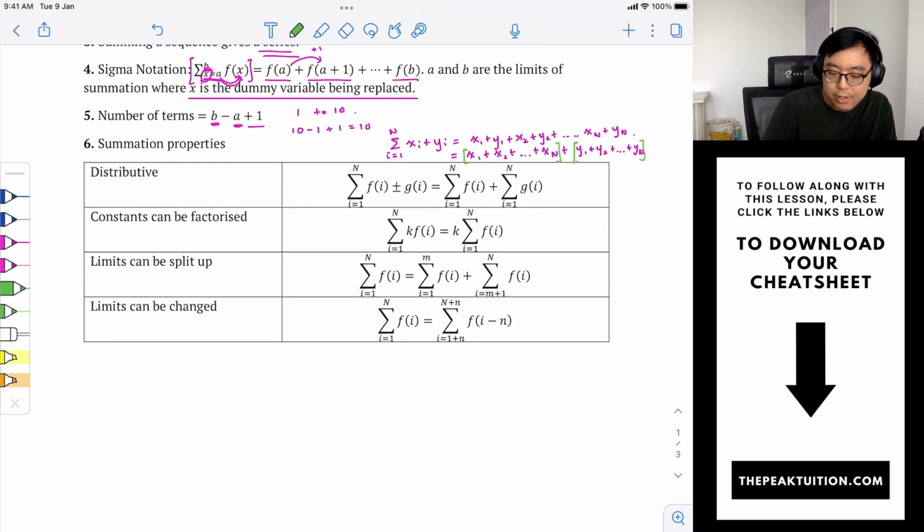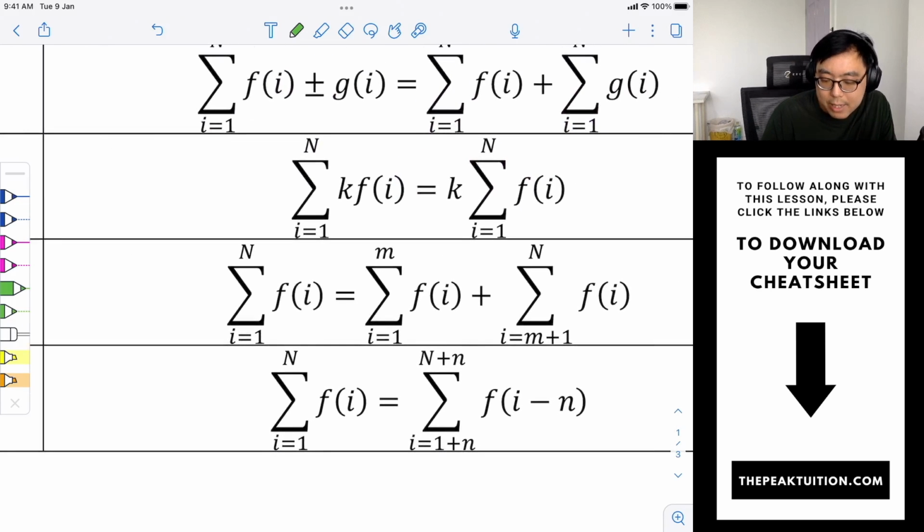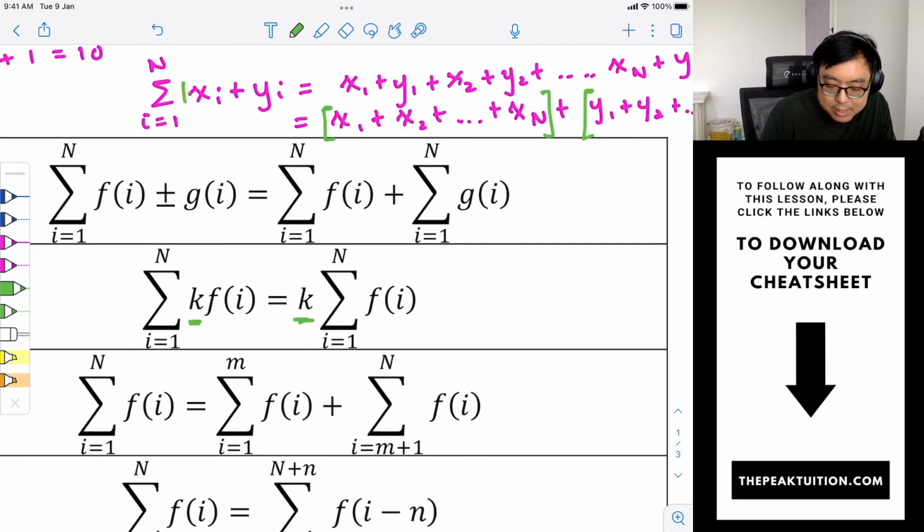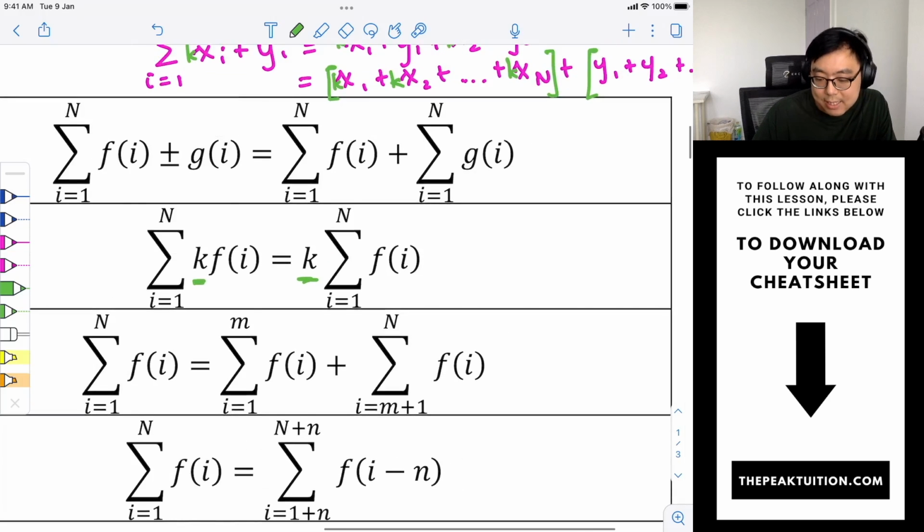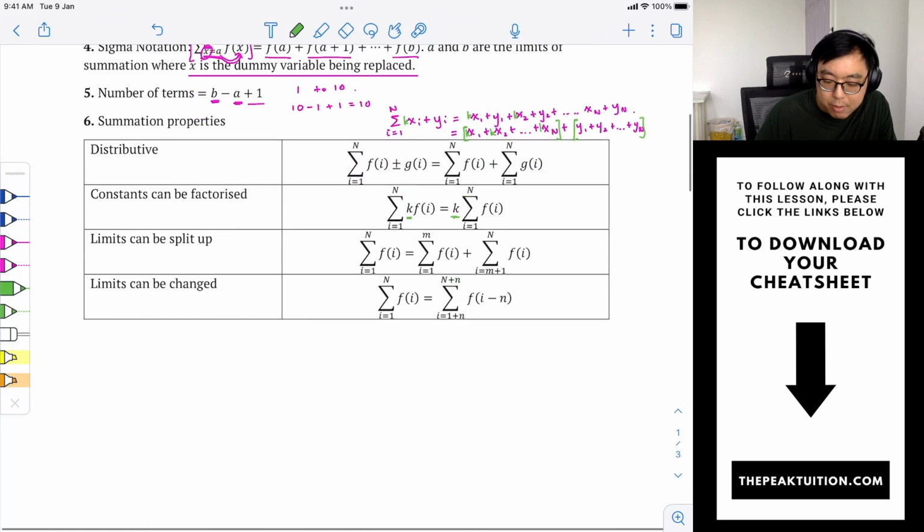Second property is constants can be factorized. When we are summing over a term that has a constant multiple applied to it, like k, we can just factorize out the k from all the sum, and the k will be outside the summation instead. Let's say there's a k here, so there will be k, so on and so forth. No, there's no k in front of the y. So here, there will be a k in front of all the x, and there's nothing wrong with just factorizing k from all of them and writing it outside the summation. And this is why constants can be factorized.